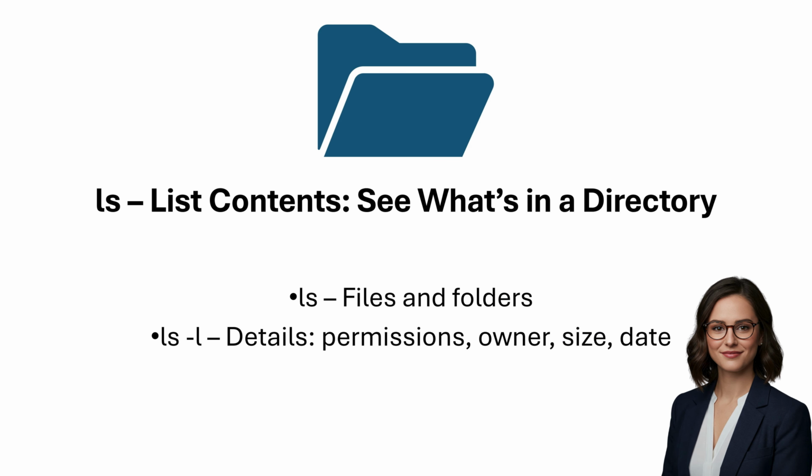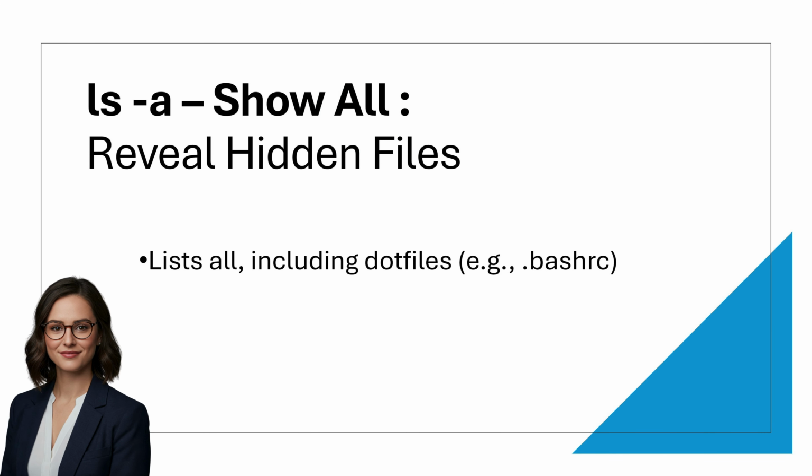Now, let's delve deeper into the ls command, which lists the contents of a directory. By default, ls shows you the names of the files and the subdirectories in your current location, but ls has many useful options. For example, ls -l provides a long listing, showing detailed information like permissions, ownership, size, and modification date. Think of it as getting a detailed profile for each item.